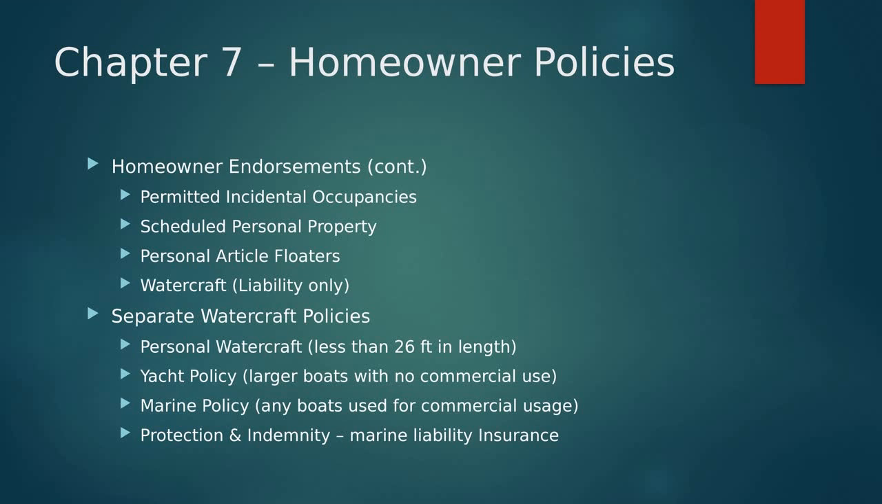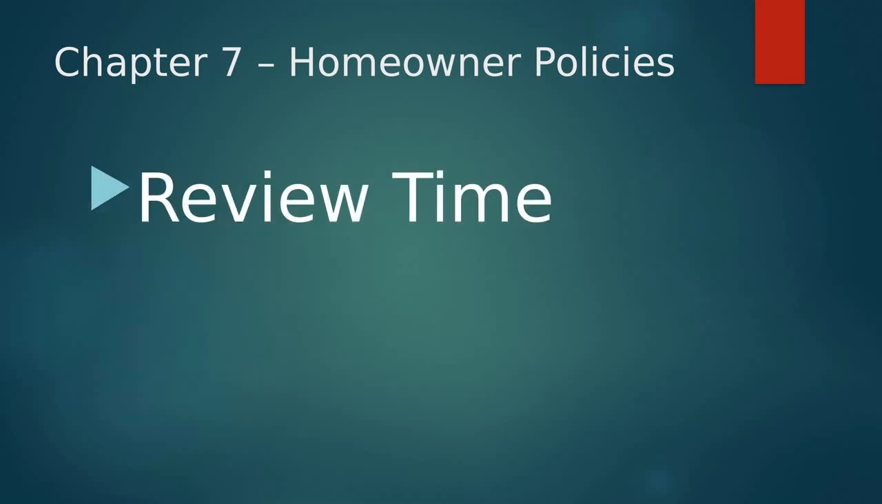And then you can get a separate liability insurance policy only, alongside your homeowner's policy. That's called a protection and indemnity plan, a P&I plan. And this is just the standalone version of that endorsement that we were talking about for watercraft under the homeowner policy.